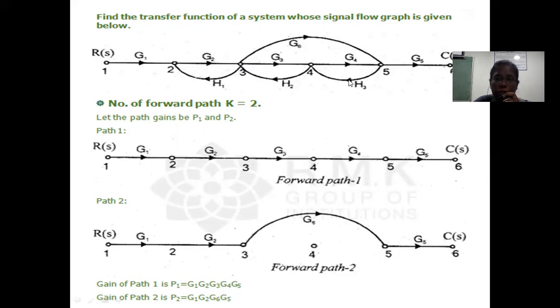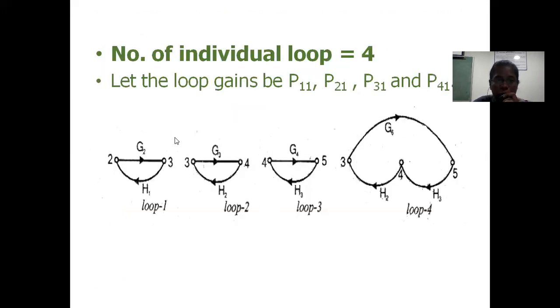And apart from these 3 loops, we also have one more loop, that is from node 3 to 5, then from 5 to 4, then from 4 to 3. Is that clear? So this is actually the fourth loop. So therefore, here you can see the possible single loops available in that signal flow graph.